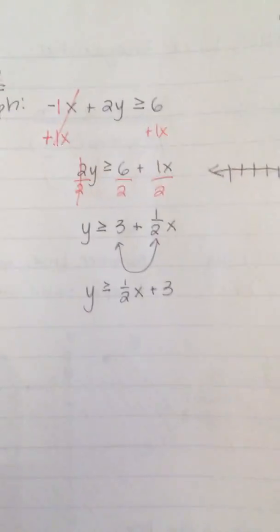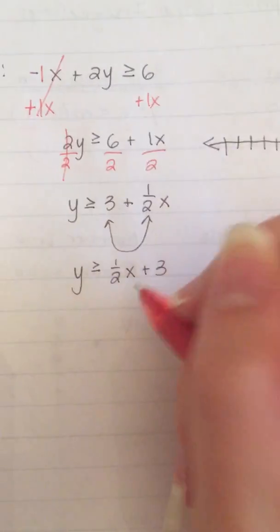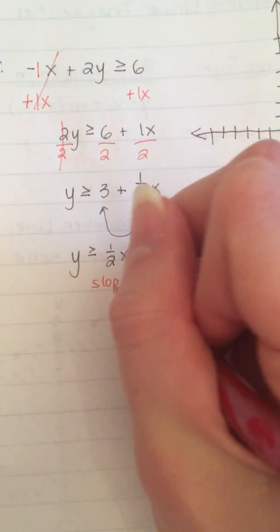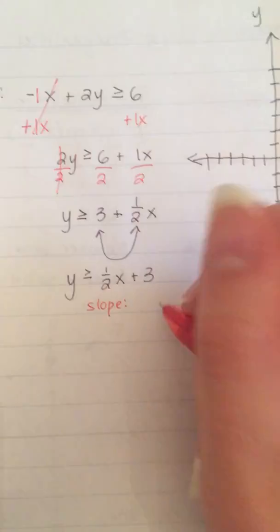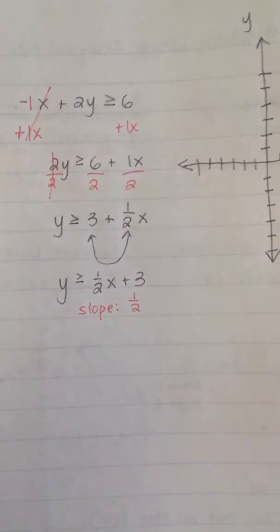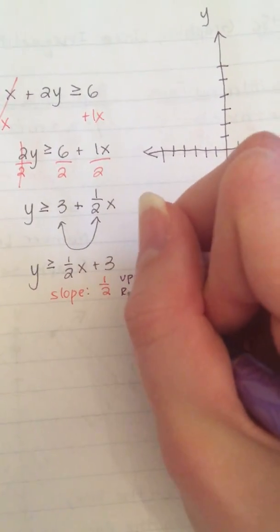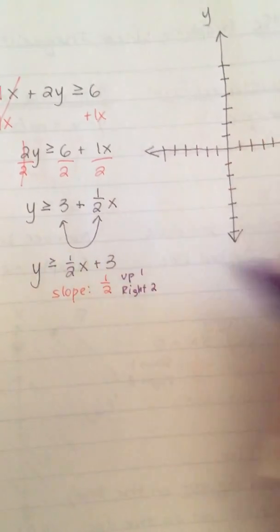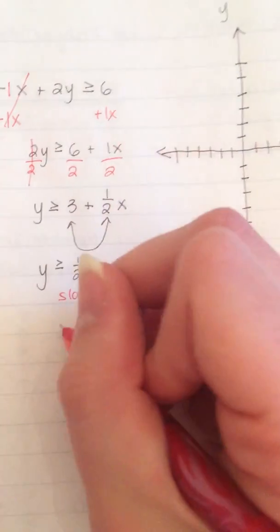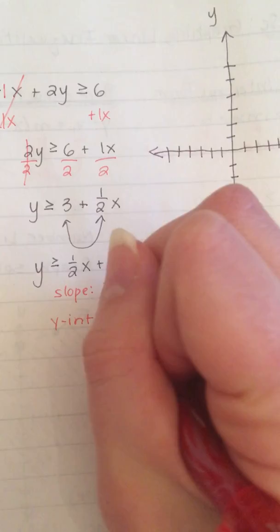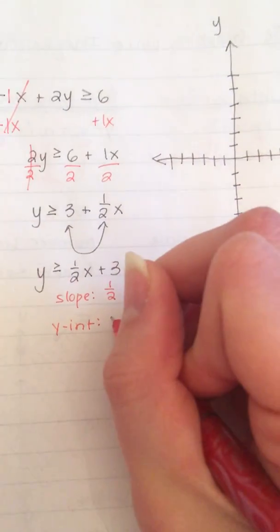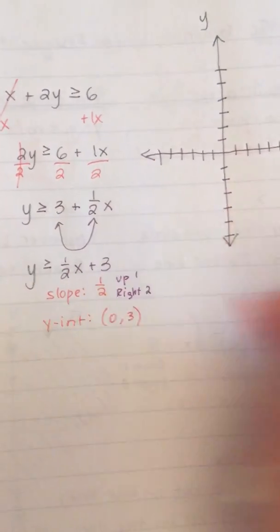Okay, so this is looking good. So now we can just write down what the slope of this line is. It's going to be 1 over 2. And if we think about our movement, that means we're going to go up 1, to the right 2. And now we also know the y-intercept of this line. It's going to be over at 3. I'm going to write it as an ordered pair, 0, 3. So let's go ahead and graph that.